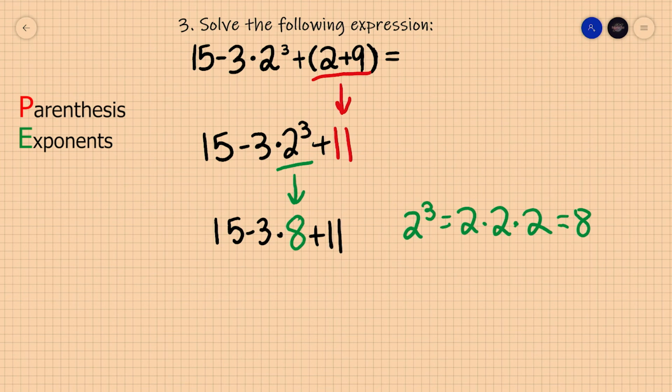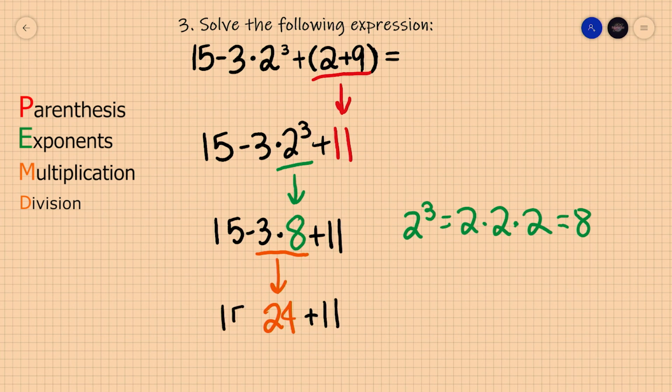Now what you would do, once again, you would still not do 15 minus 3, and you would also not do 8 plus 11. You also would not do negative 3 times 8. You would just have to do 3 times 8, not negative 3 times 8, because that's a different thing, and that's not the same. So if you just do the simple multiplication, you get 24. Then you would have to get 15 minus 24 plus 11.